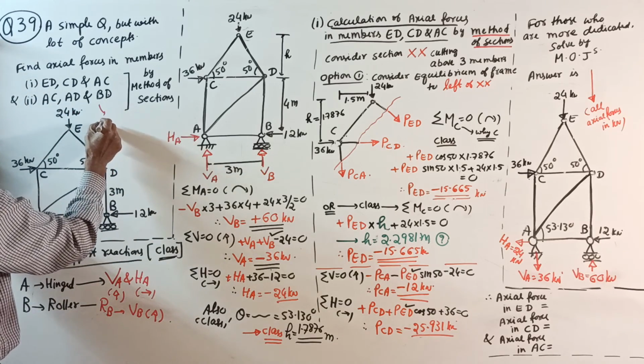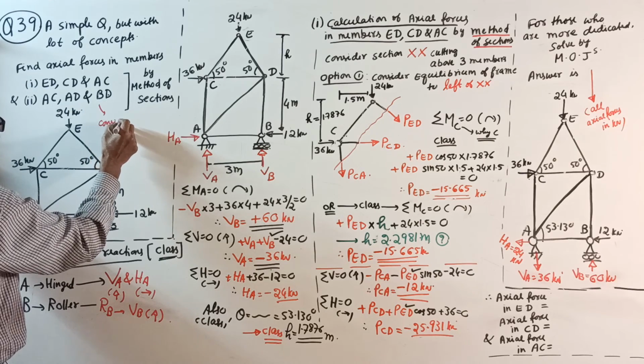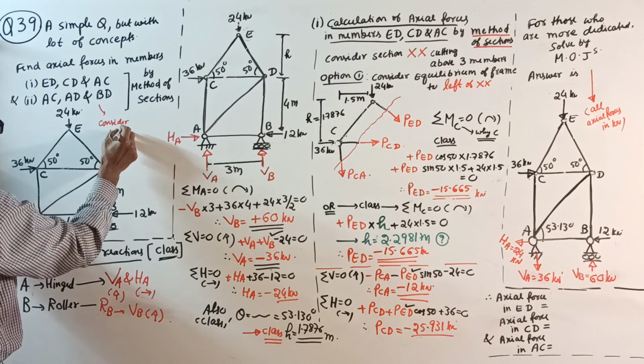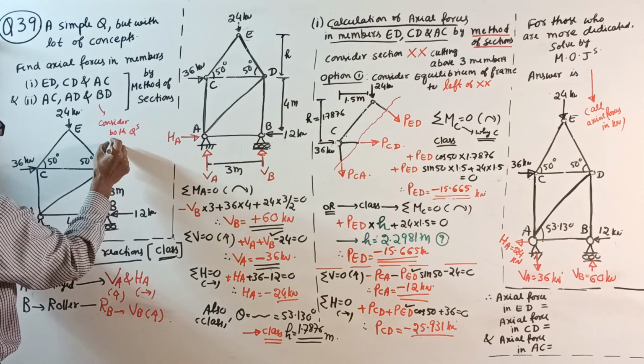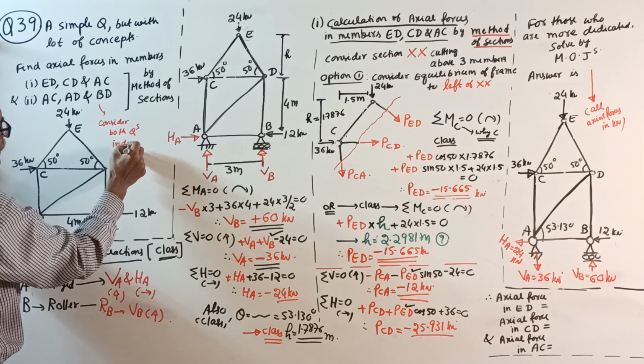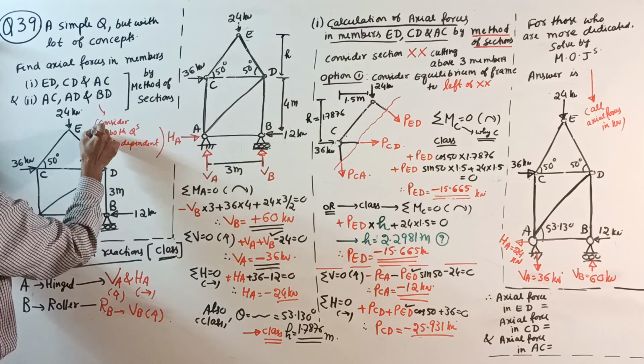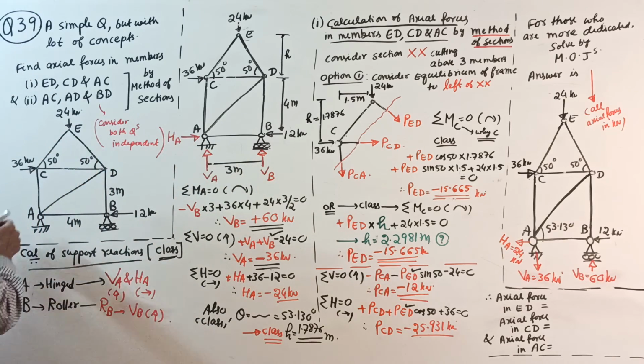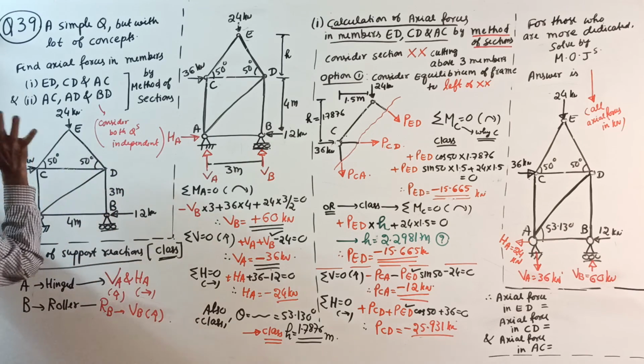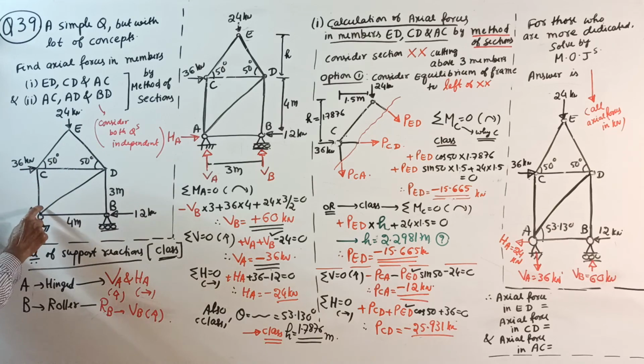See, consider both questions independent. This reason I told you earlier. Okay, independent. See, EC, CD and AC, one group. Second group, AC, AD and BD.